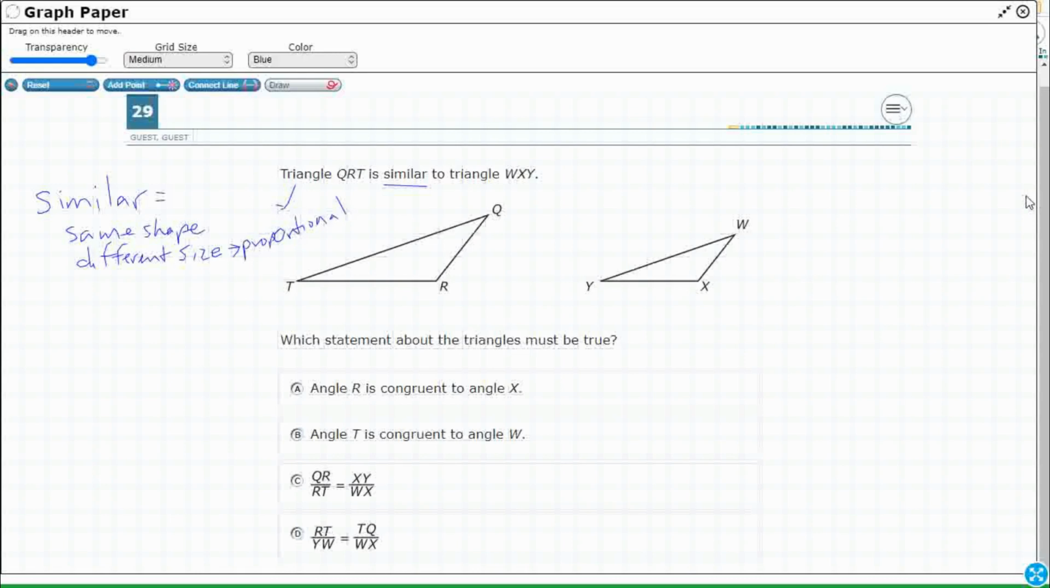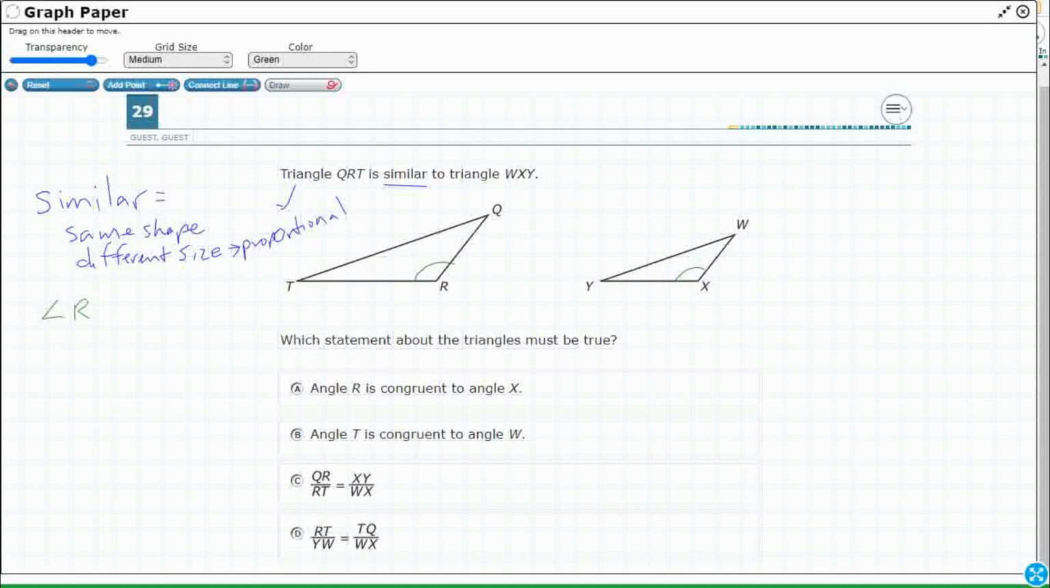because angles don't change just because of how big or small the shape is. So what we need to do is match up the angles that work together. Thankfully, this particular problem has the two similar shapes oriented in the same direction. Sometimes they'll rotate one, and then you've got to try to figure out which angle goes with which. Look at our big obtuse angle right here. Those two are congruent.